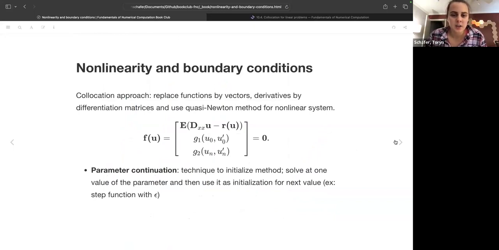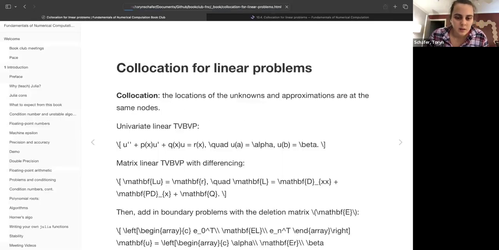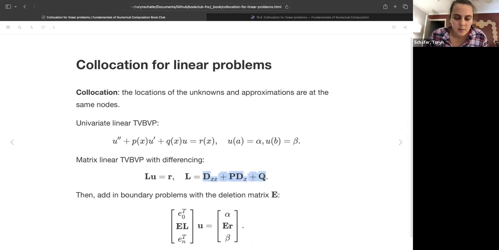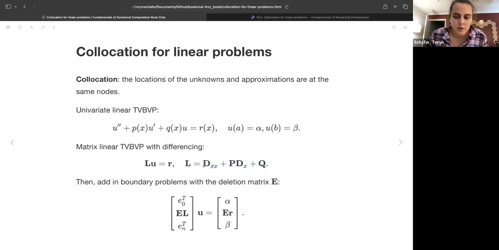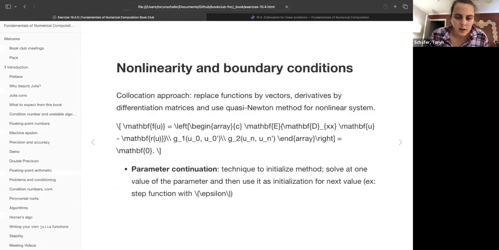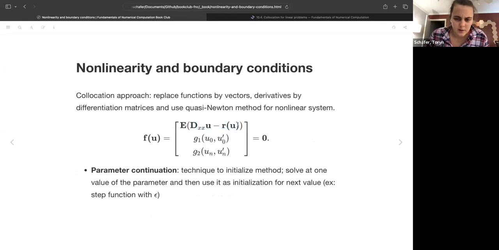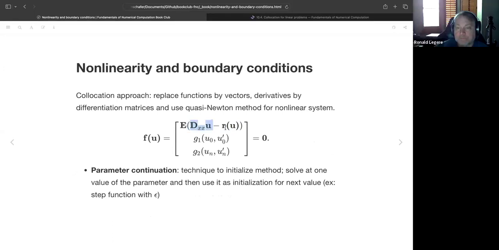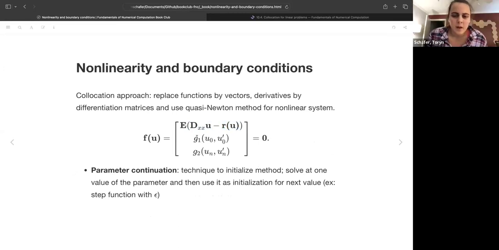Okay, and then the next section is, what if we have a nonlinear system? Well, we will just make it linear. Well, but now instead of this being our linear system of equations, this L, we have it defined like this. So we have the second difference minus Ru, and then we have our boundary conditions here. And we just use this as our linear system. Anyway, okay.